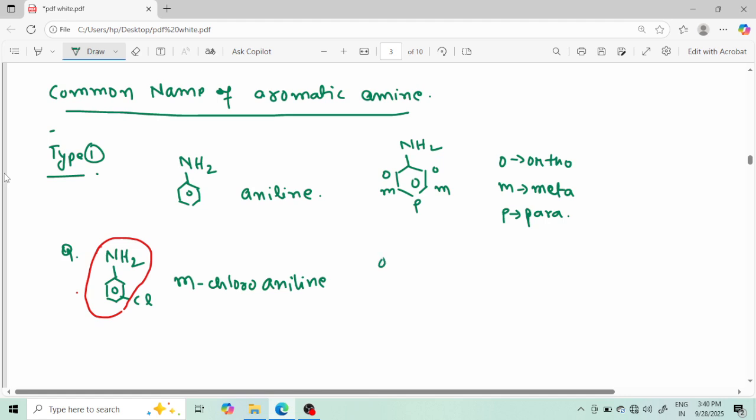right? If I give another question, suppose I am giving NH2 and I am giving here OCH3, so this one name is what? Methoxy, but it is at para position, so this is para methoxy aniline, right?